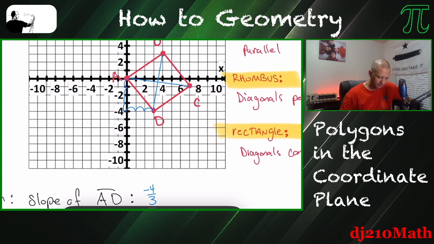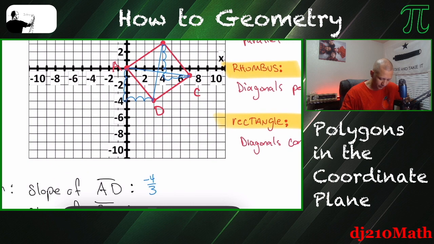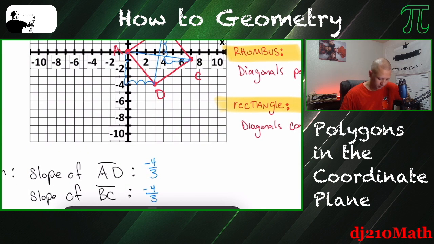All right, the opposite side, BC, starting at B and counting down, we have 1, 2, 3, 4. To the right, 1, 2, 3. So down 4, to the right 3. So here we have that segment AD is parallel to segment BC.